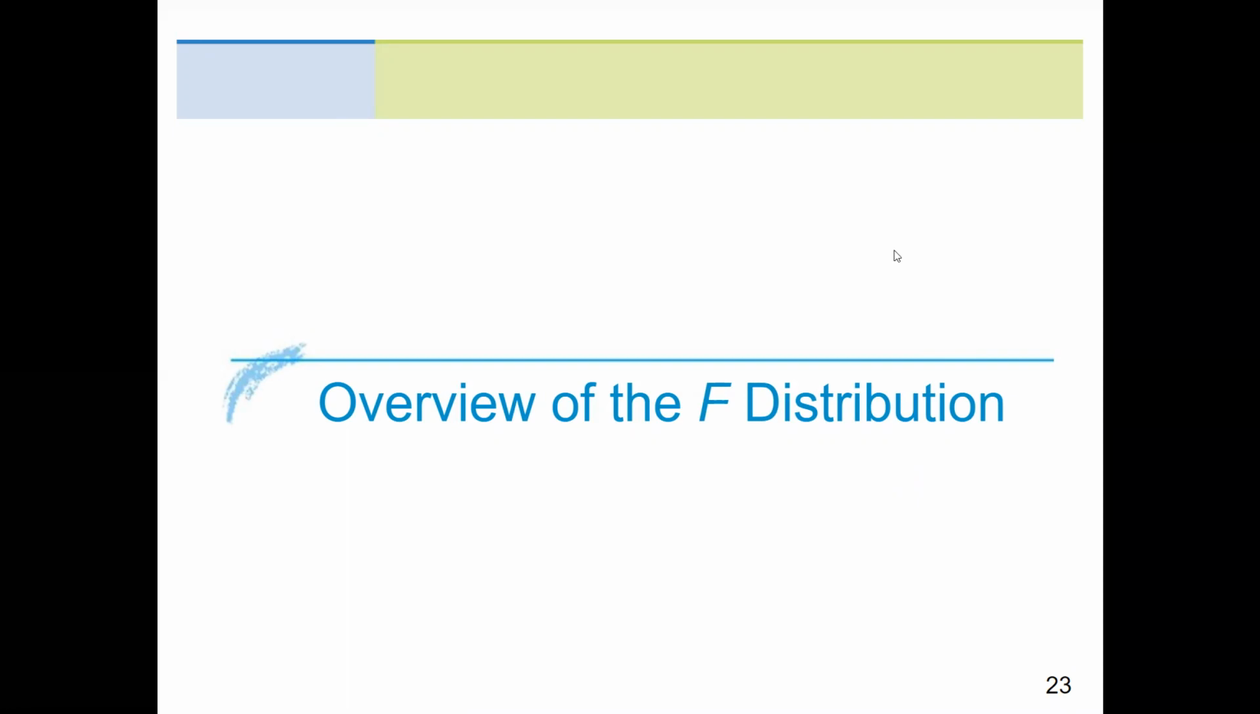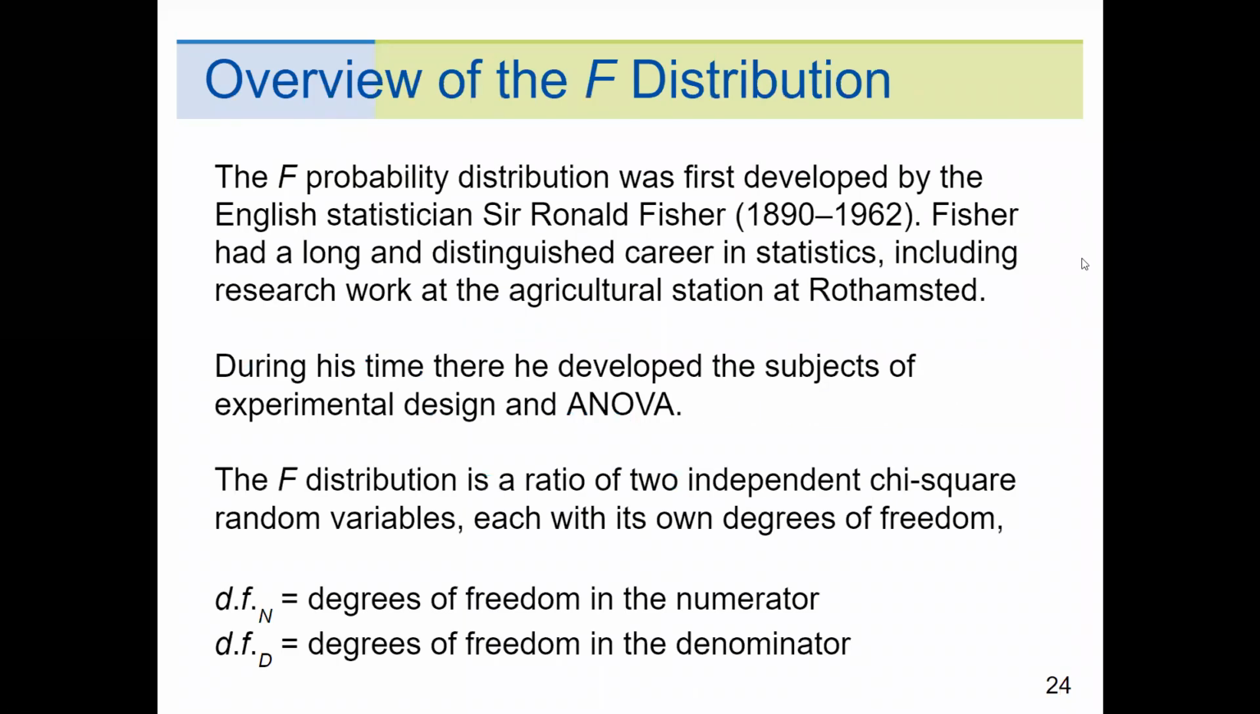Overview of the F distribution. The F probability distribution was first developed by the English statistician Sir Ronald Fisher. Fisher had a long and distinguished career in statistics, including research work at the agricultural station at Rothamsted. During this time, he developed the subjects of experimental design and ANOVA.